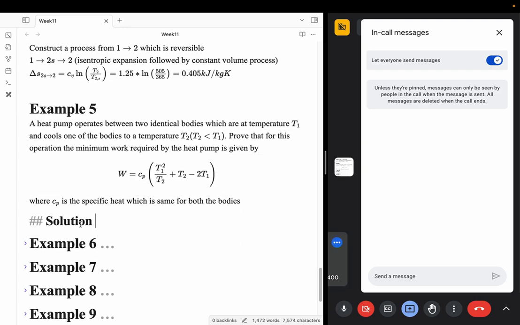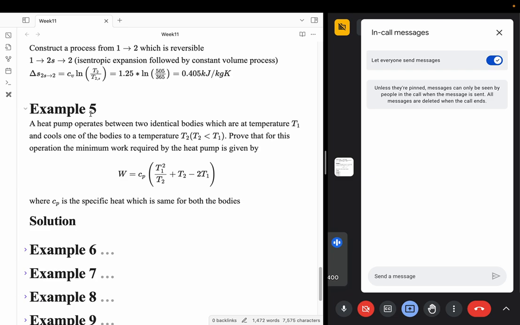This is more of a derivation that you have to do. The heat pump is operating between two identical bodies which are at temperature T1, and cools one of the bodies to a temperature T2. Prove that for this operation, the minimum work required by the heat pump is so and so. Whenever we say minimal work, for a heat pump, minimal work is obtained for a reversible process. So we'll assume that delta S is 0. Keeping delta S equal to 0, you need to derive the relation for work done.